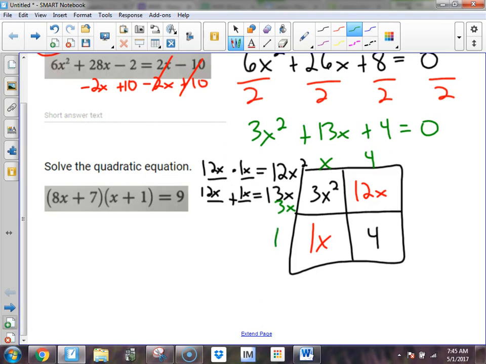So the factored form of that equation that we had, the very first one, is x plus 4 times 3x plus 1. Don't forget we have equals 0.